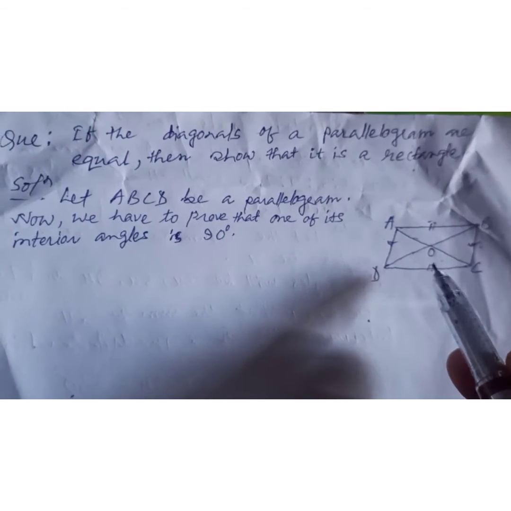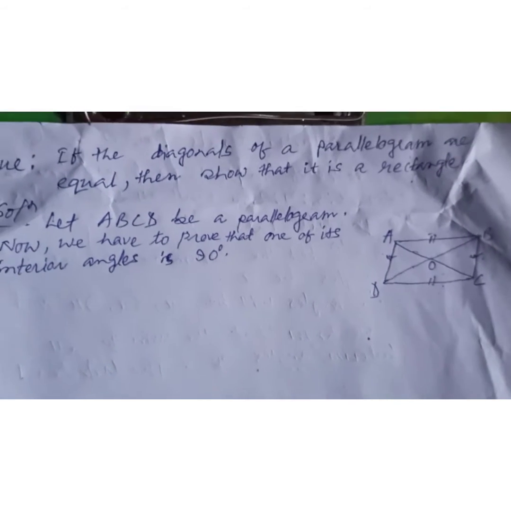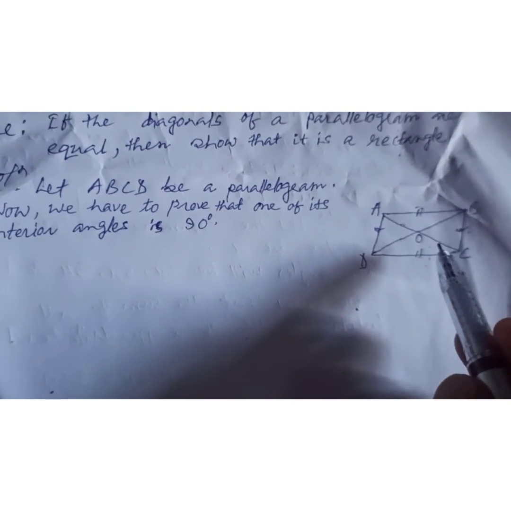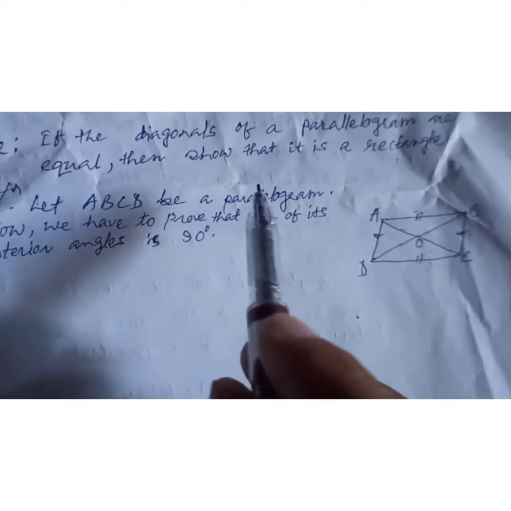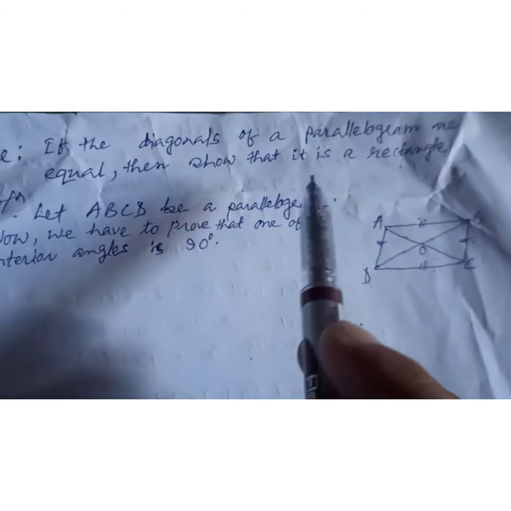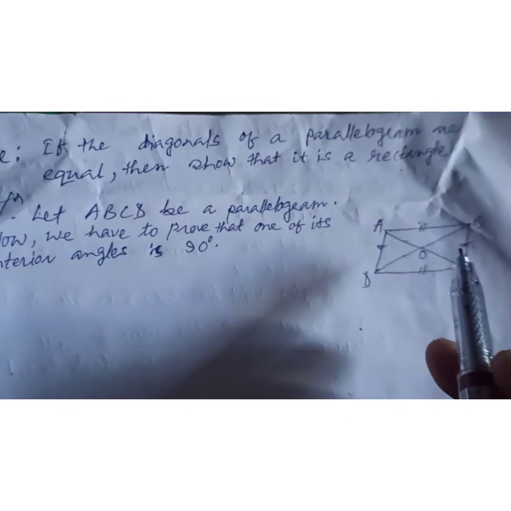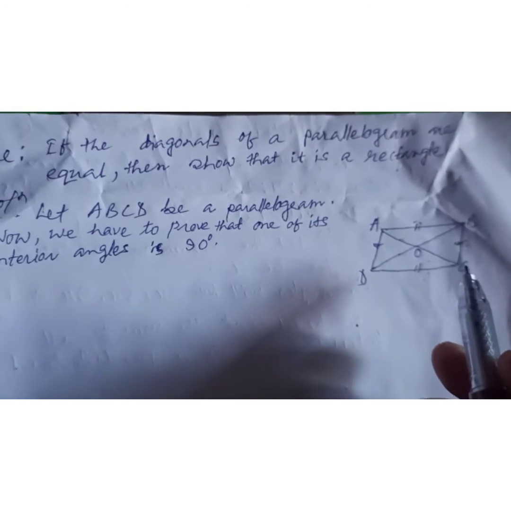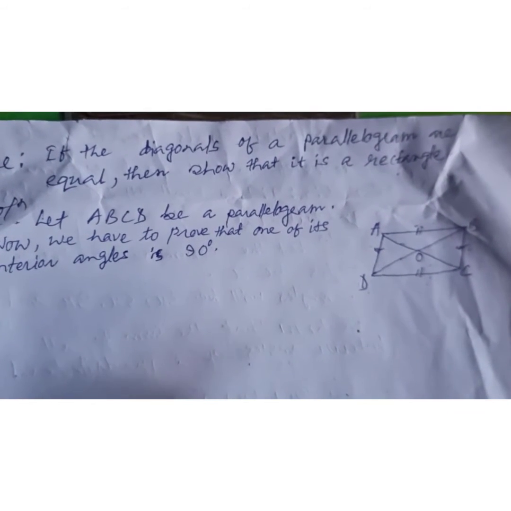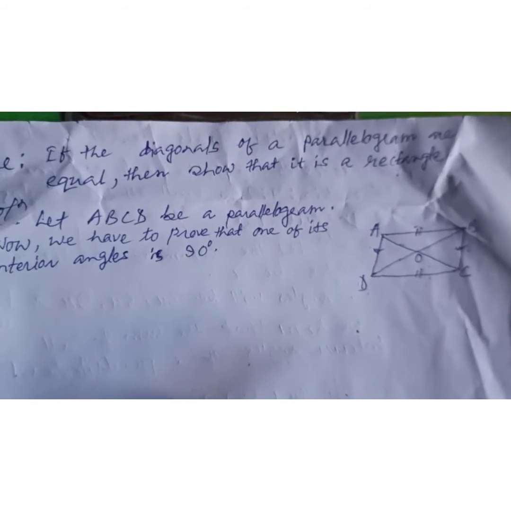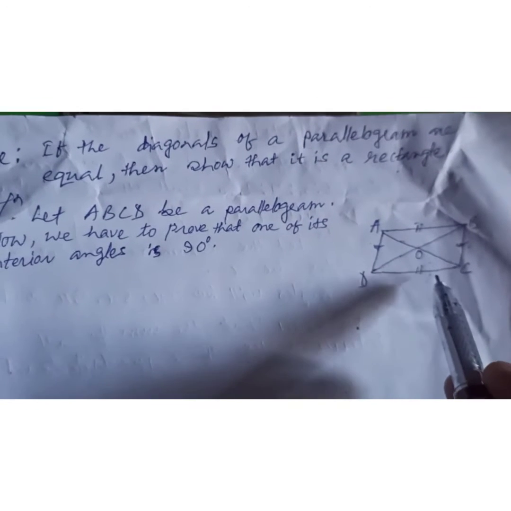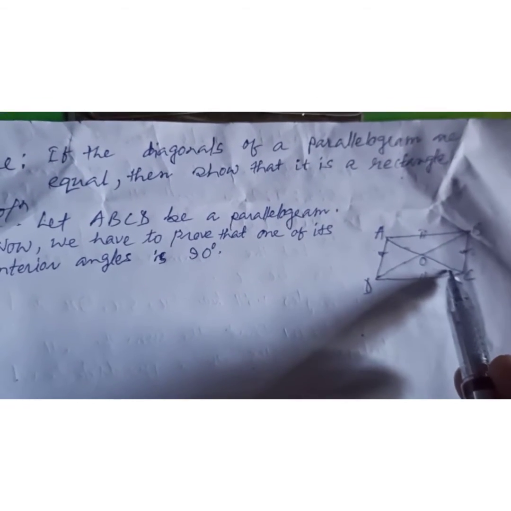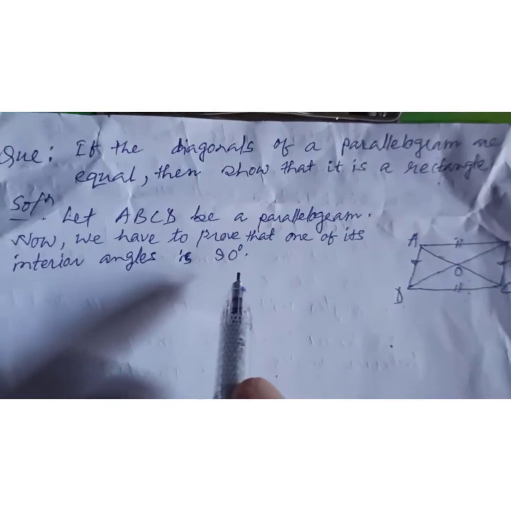So now what happened? It is given in your question that the diagonals of the parallelogram are equal. Using it, we can prove that all angles of the parallelogram will be 90 degrees. So this is the most important one. You should learn this one. So I wrote this one.